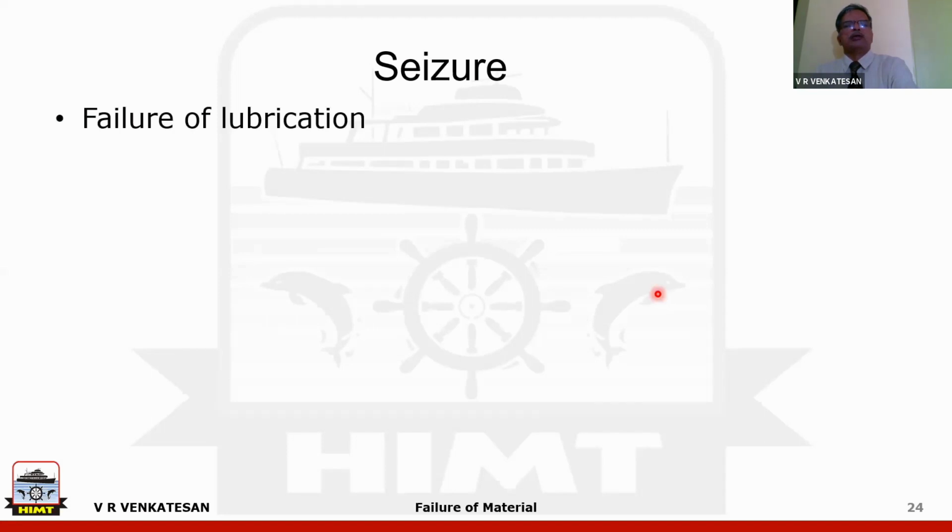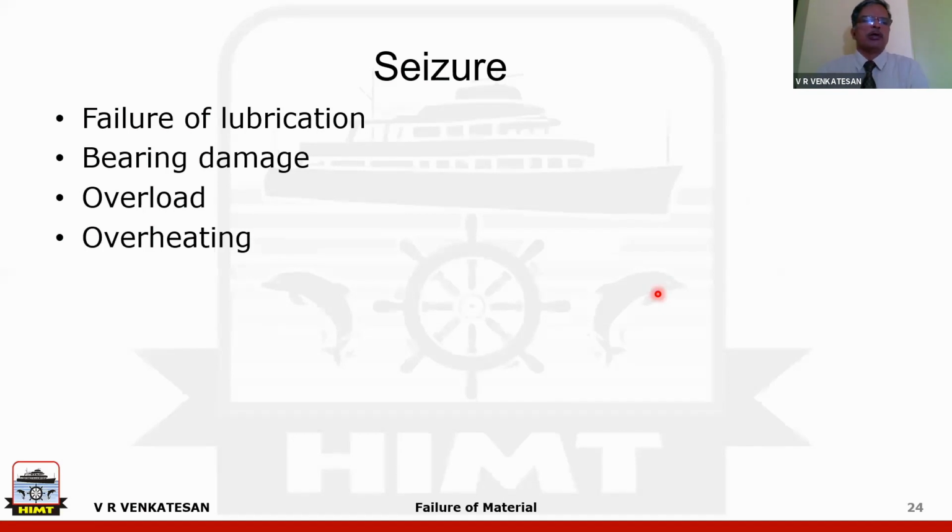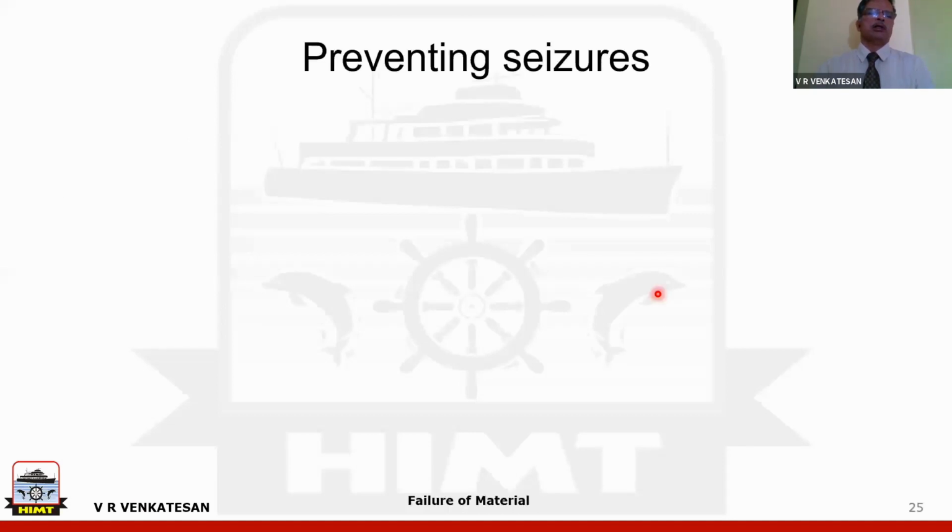Another important failure mode is seizure of parts. So seizure takes place due to failure in lubrication. It can happen due to bearing damage. It can happen due to overloading of parts. It also happens due to overheating. So what are the different ways you can prevent these things? Examples of piston seizure, shaft seizure, all these are examples.